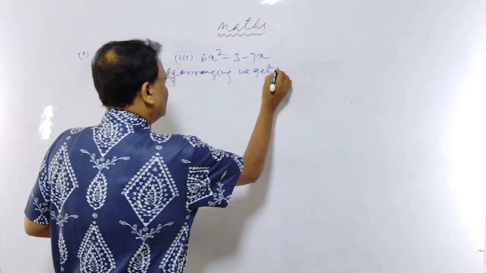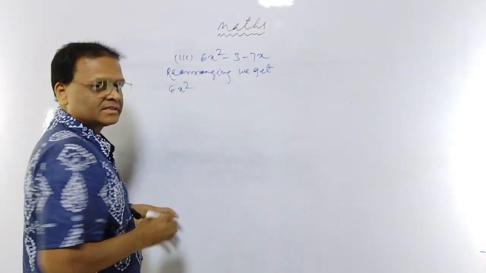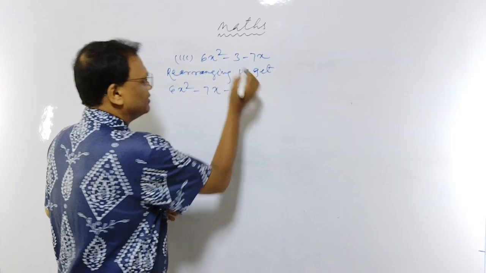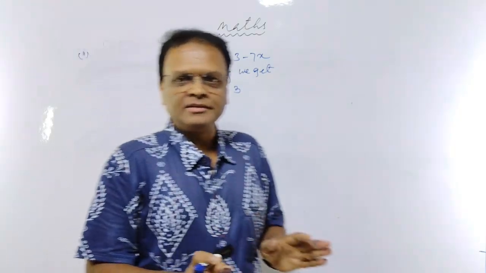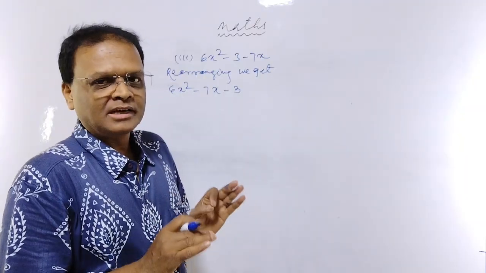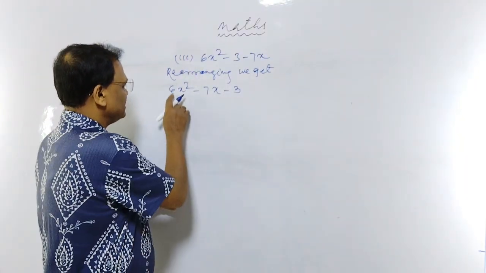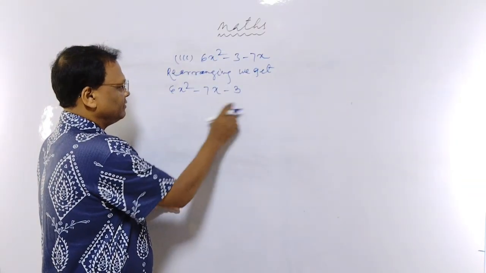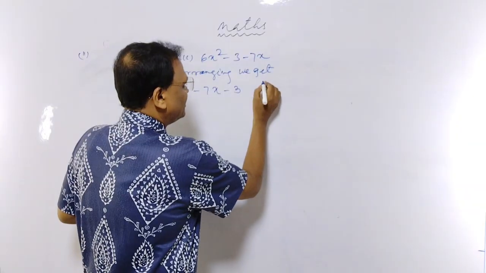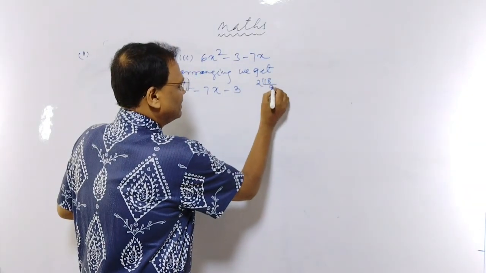Up to rearranging, what do we get? Look at it. 6x square minus 7x minus 3, without changing the sign of any term. Only the thing is, I am writing in an order. So now check it. Multiply the coefficient of x square and the constant, 6 times 3, that is 18. So let me find. If I find 18, 2 9s are 18.